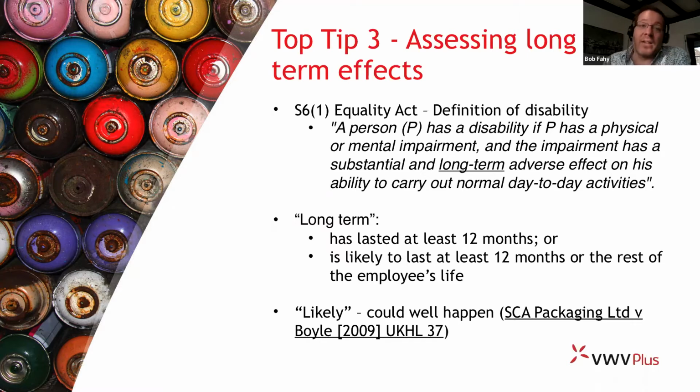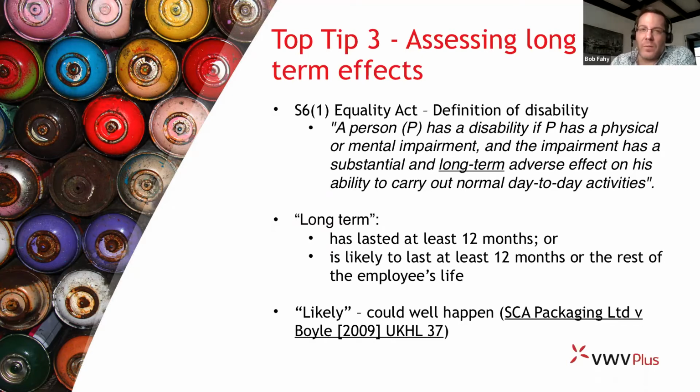Now, where these matters are litigated, tribunals are required to assess from the position of the actual or constructive knowledge of the employer, based on what they knew or should have known at the time, whether it was likely, in the sense of could well happen, that the impairment would last for at least 12 months. It's worth mentioning that where a substantial adverse effect is deemed to exist because it is likely to recur, the tribunal will take into account the whole period in assessing whether it's long-term.